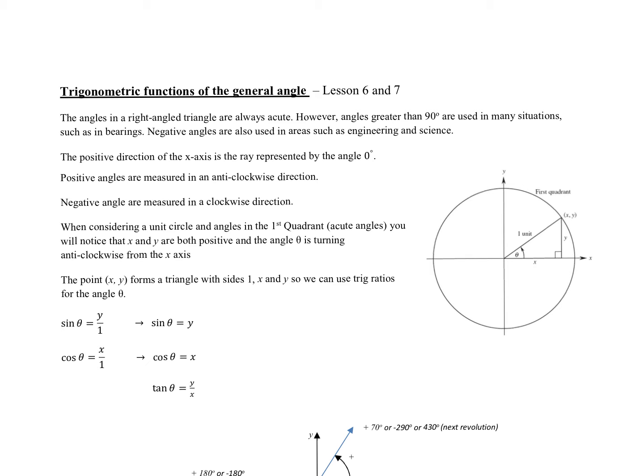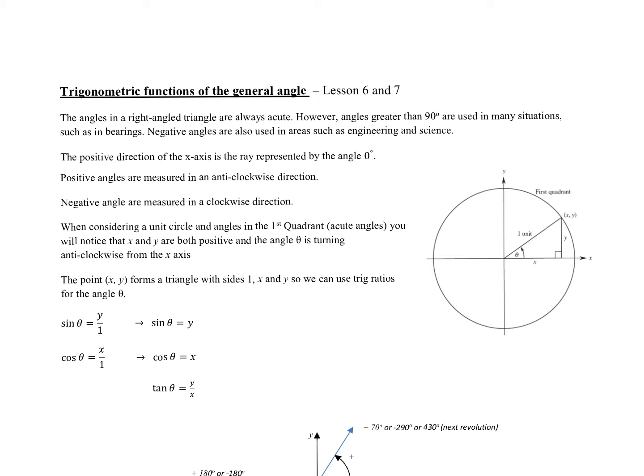Okay, so we're looking at trig functions of the general angle. Angles in a right-angled triangle are always acute because they have to be less than 90 degrees. If you have two 90-degree angles, you're never going to form a triangle. However, we do get obtuse angles, and we use them in many situations in trig, such as bearings. And we also talk about negative angles in engineering and sciences.